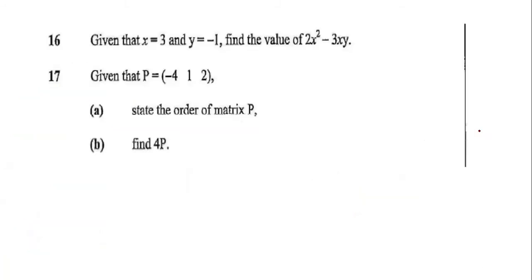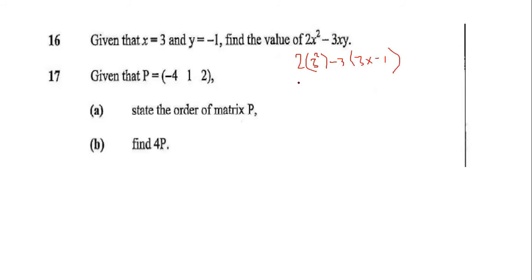All right. Next question, question 16. Given that x is equal to 3 and y is equal to -1, find the value of 2x squared minus 3xy. Okay, so here they've given us that x is equal to 3. So you just substitute. Where there is x, we are going to put 3 squared, open bracket, minus 3. Then where there is x here, we are also putting 3, then times y, we are putting -1. So that is how it should be.